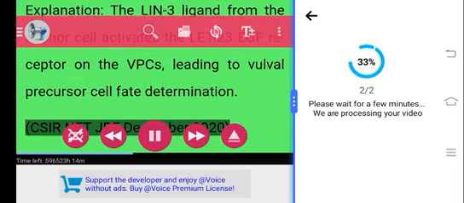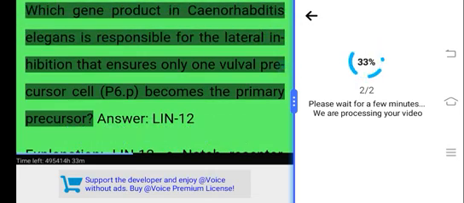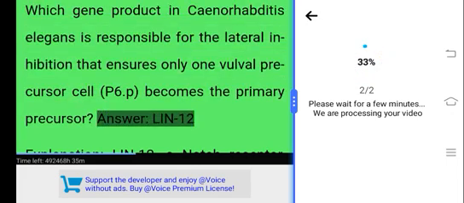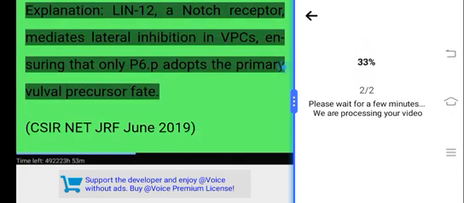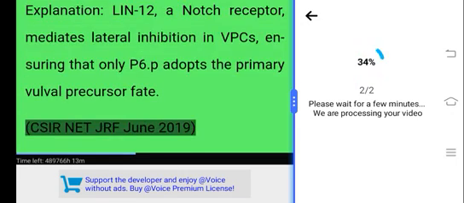CSIR-NET JRF, December 2020. Which gene product in Caenorhabditis elegans is responsible for the lateral inhibition that ensures only one vulval precursor cell, P6.p, becomes the primary precursor? Answer: LIN-12. Explanation: LIN-12, a Notch receptor, mediates lateral inhibition in VPCs, ensuring that only P6.p adopts the primary vulval precursor fate.